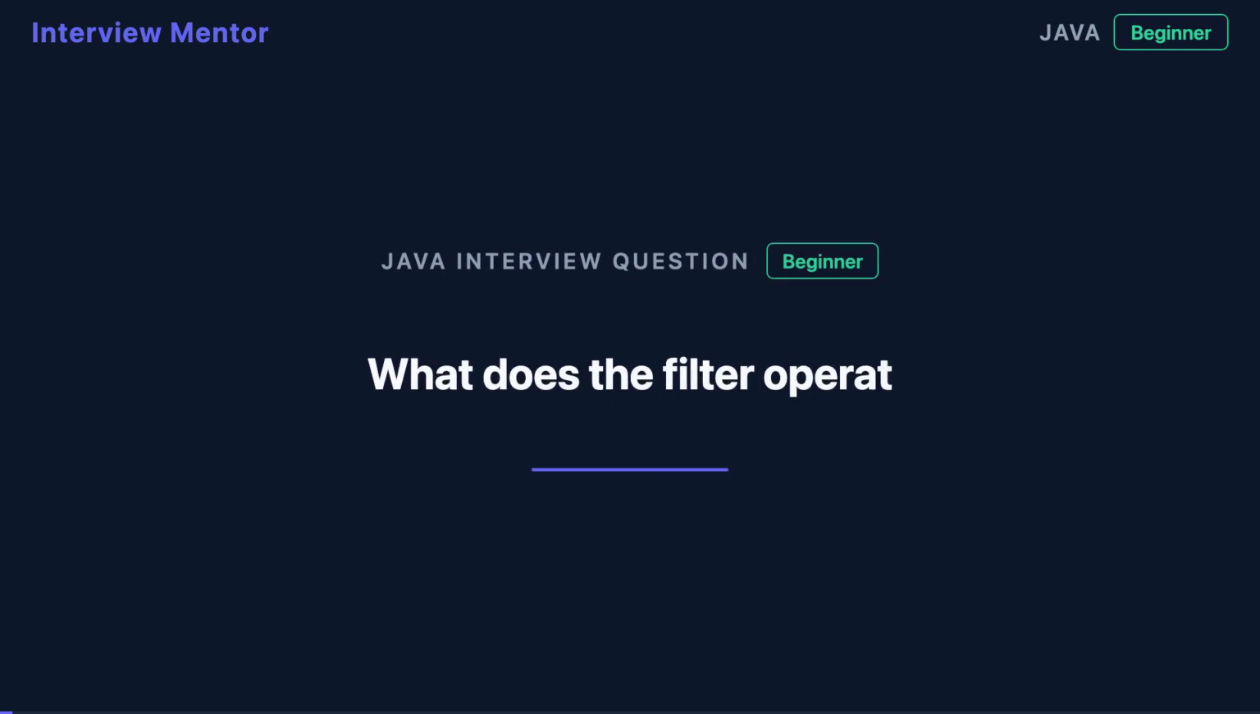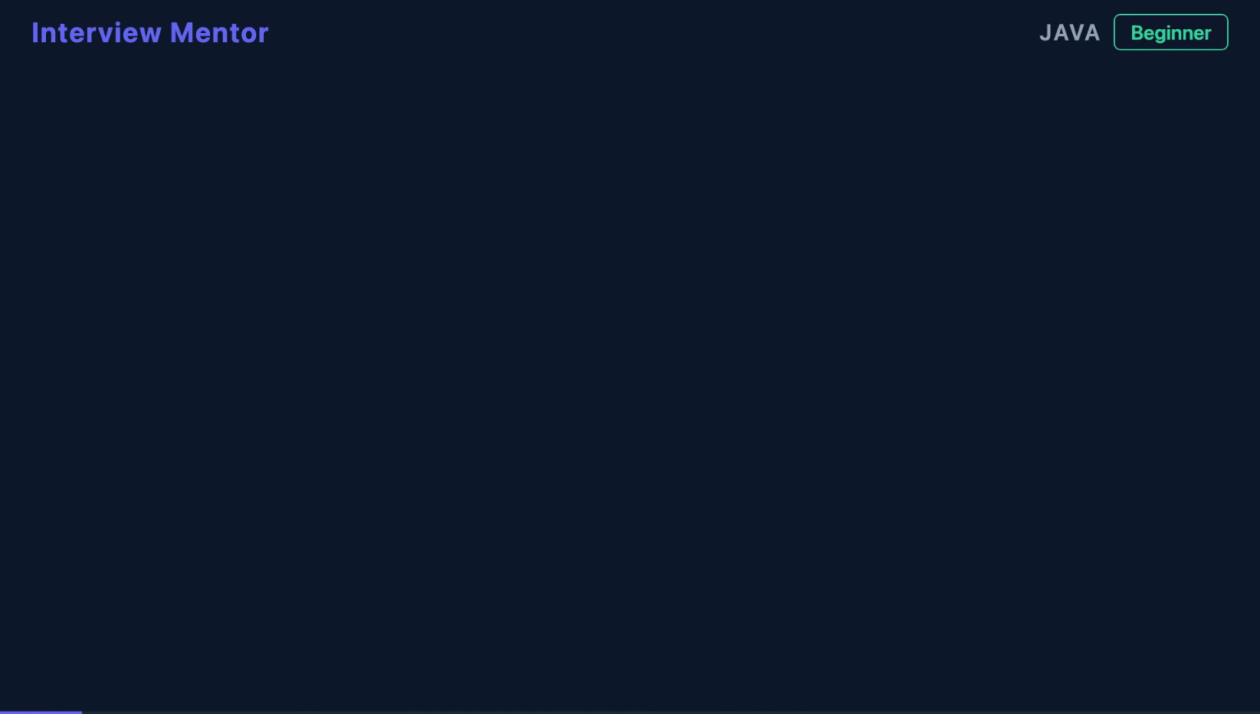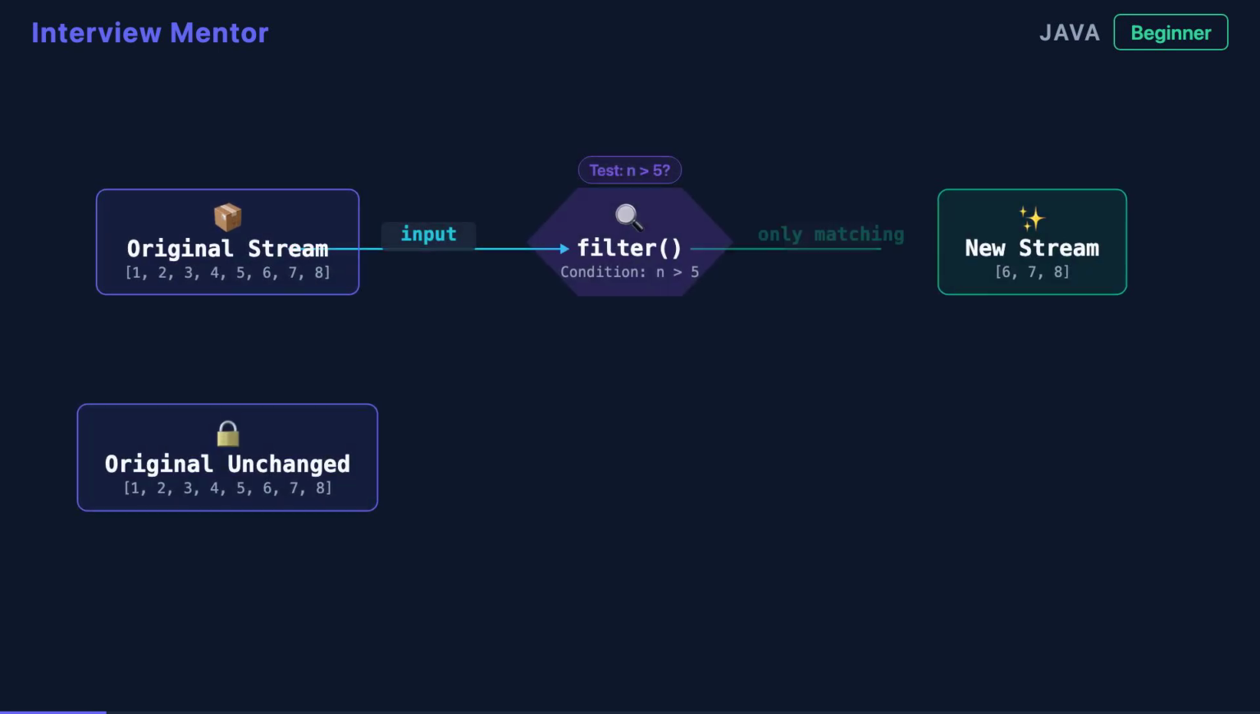The filter operation is one of the most commonly used stream methods, yet many developers misunderstand what it actually returns. Let's break it down. Filter takes a stream of elements and returns a new stream containing only the elements that match a given condition. Think of it like a bouncer at a club, only letting through elements that pass the test. The original stream stays unchanged, and you get back a filtered version as a brand new stream.